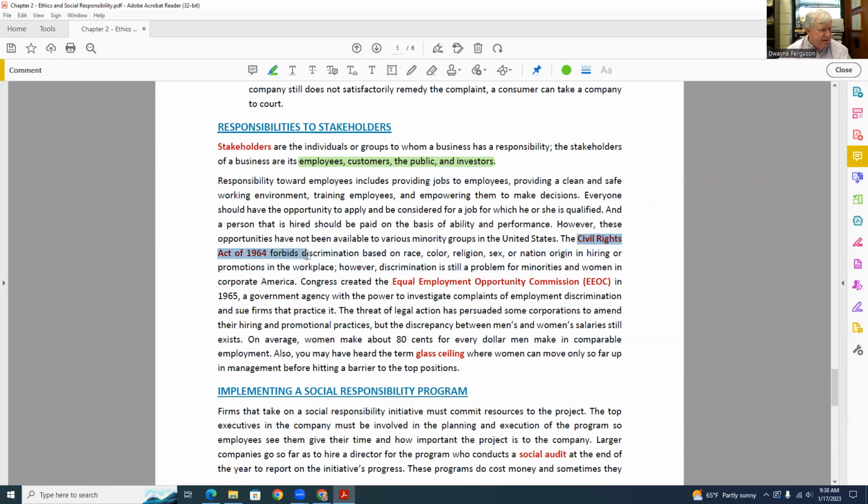We have the Civil Rights Act of 1964, which forbids discrimination based on race, religion, color, sex, or national origin when it comes to hiring or promotions in the workplace. So we know discrimination is still a problem. Women are still not paid as much as men. Women make about 80 cents on every dollar that a man makes, and a lot of times they can't move up into a management position.